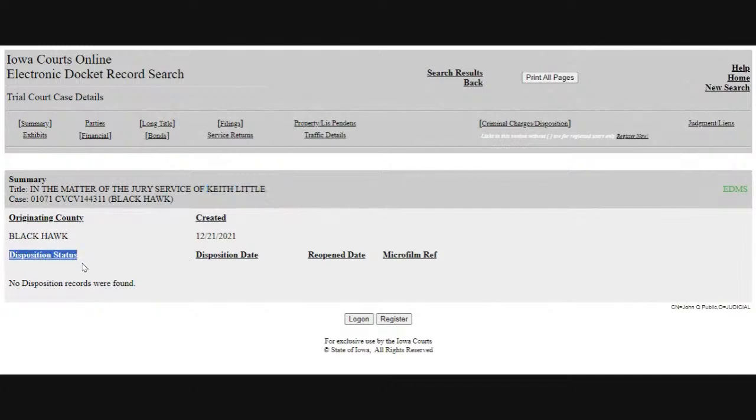Disposition status, as in expose, depose, dispose, disposition status. No disposition records were found. Okay. Go on to the next one.